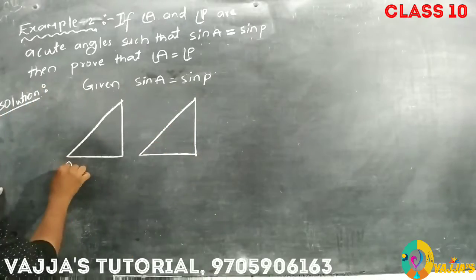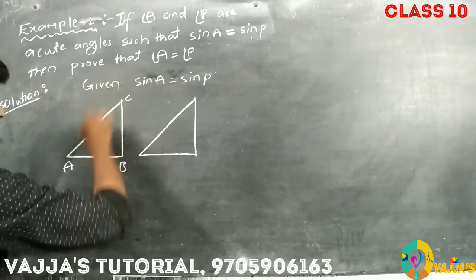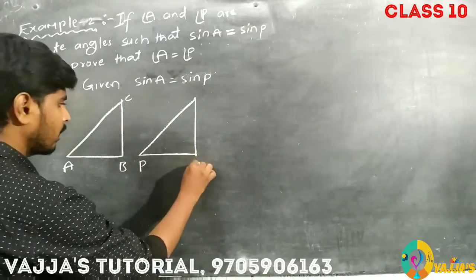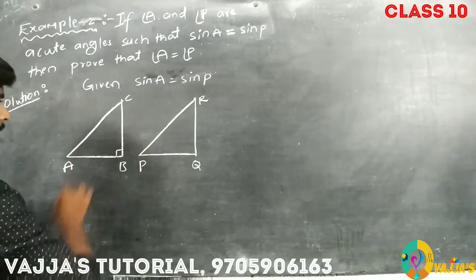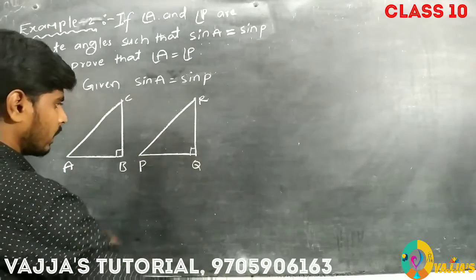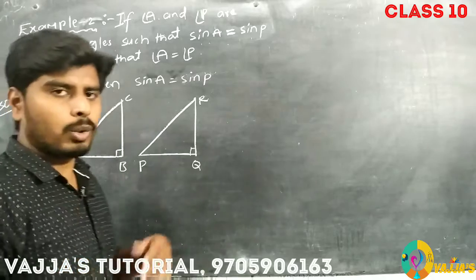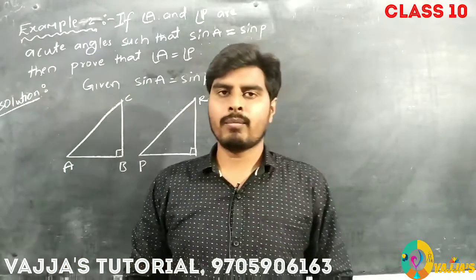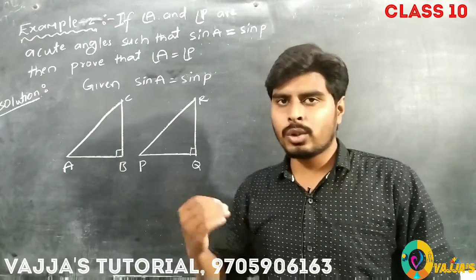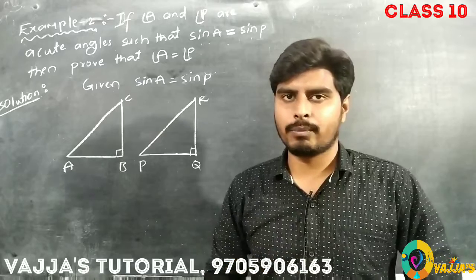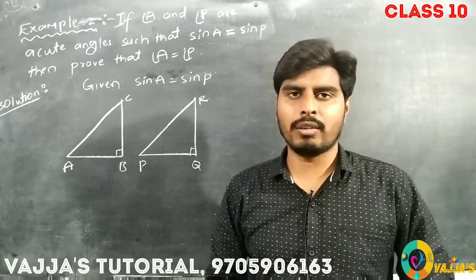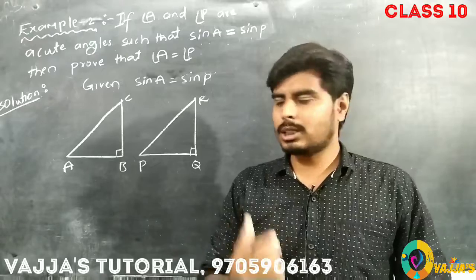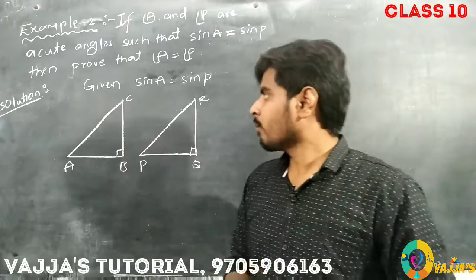So to prove that, we have to take first of all two right angle triangles. This is ABC right angle triangle, this is PQR right angle triangle. Here angle B is 90 degrees, angle Q is 90 degrees. So to prove angle A equals angle P, here we are going to use the similar triangle concept. This similar triangle concept is our 8th chapter actually. We use the concept here to prove this question.